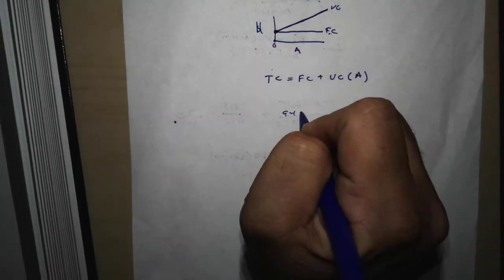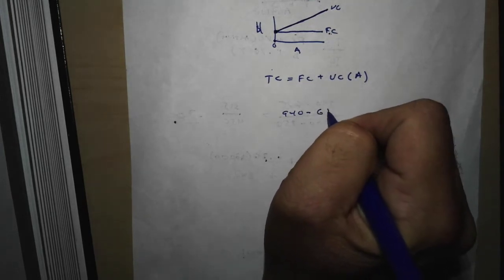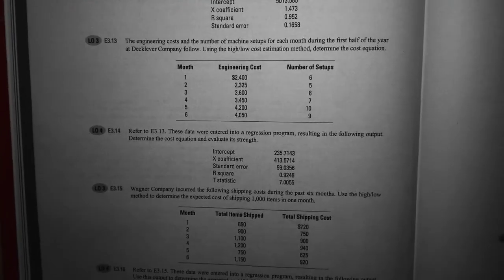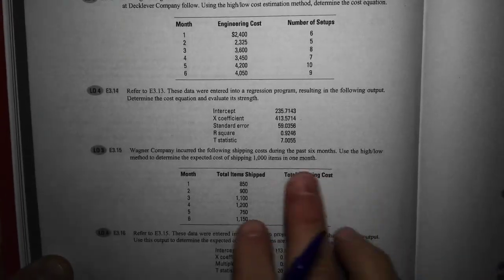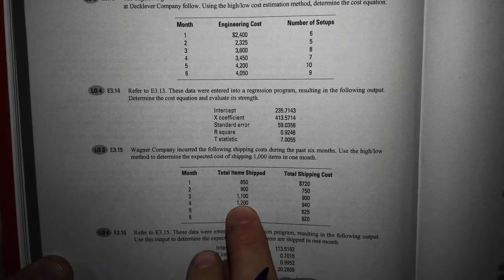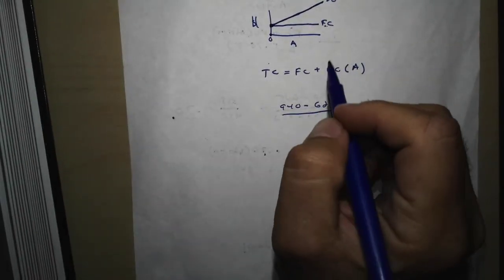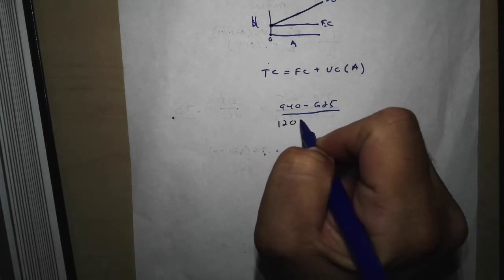So we have 940 minus 625, and then we take the activity level. In this case, it's items shipped associated with those two. So what I'm doing here is I'm taking 1200 minus 750. Those are the two activity levels associated with total shipping cost. All right, so let me write that in. 1200 minus 750. All right, and then I'll punch these numbers in.